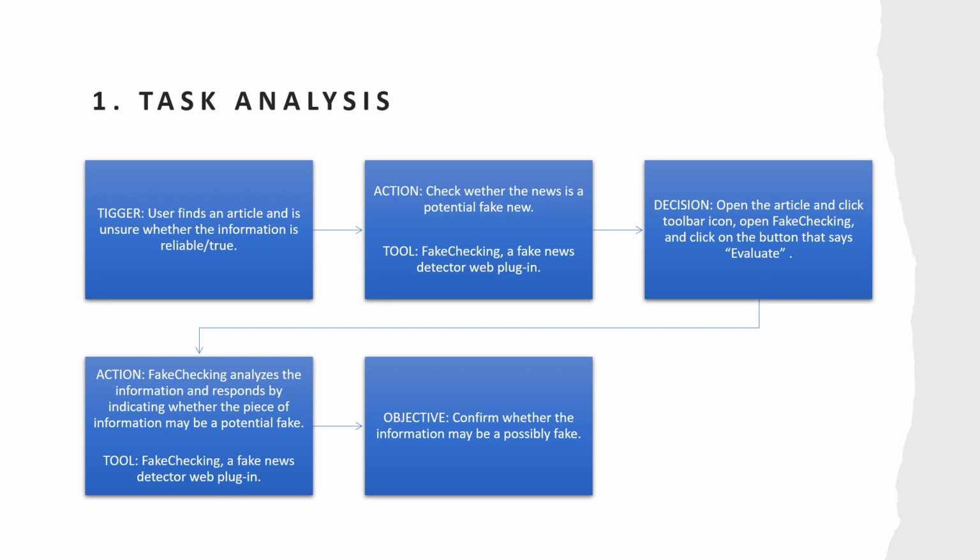For this, the user will use our product, Fake Checking, which is a fake news detector web plugin. The user opens the article and clicks the toolbar icon, opens Fake Checking, and clicks on the button that says Evaluate. Fake Checking then analyzes the information and responds by indicating whether the piece of information may be a potential fake. So, what insights can we take from this?